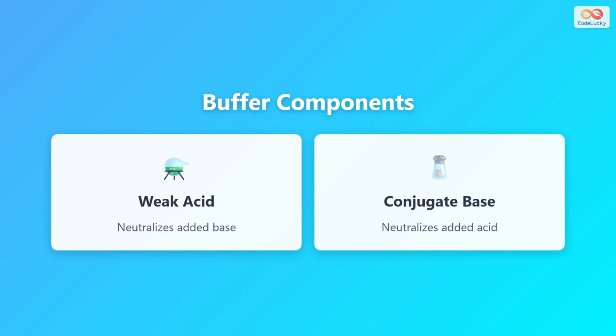Every buffer system contains two key components working together. The first component is a weak acid, which neutralizes any base that's added to the solution. The second component is the conjugate base of that weak acid, which neutralizes any acid that's added. These two components work as a team. When one reacts with added acid or base, the other remains ready to handle the opposite disturbance.